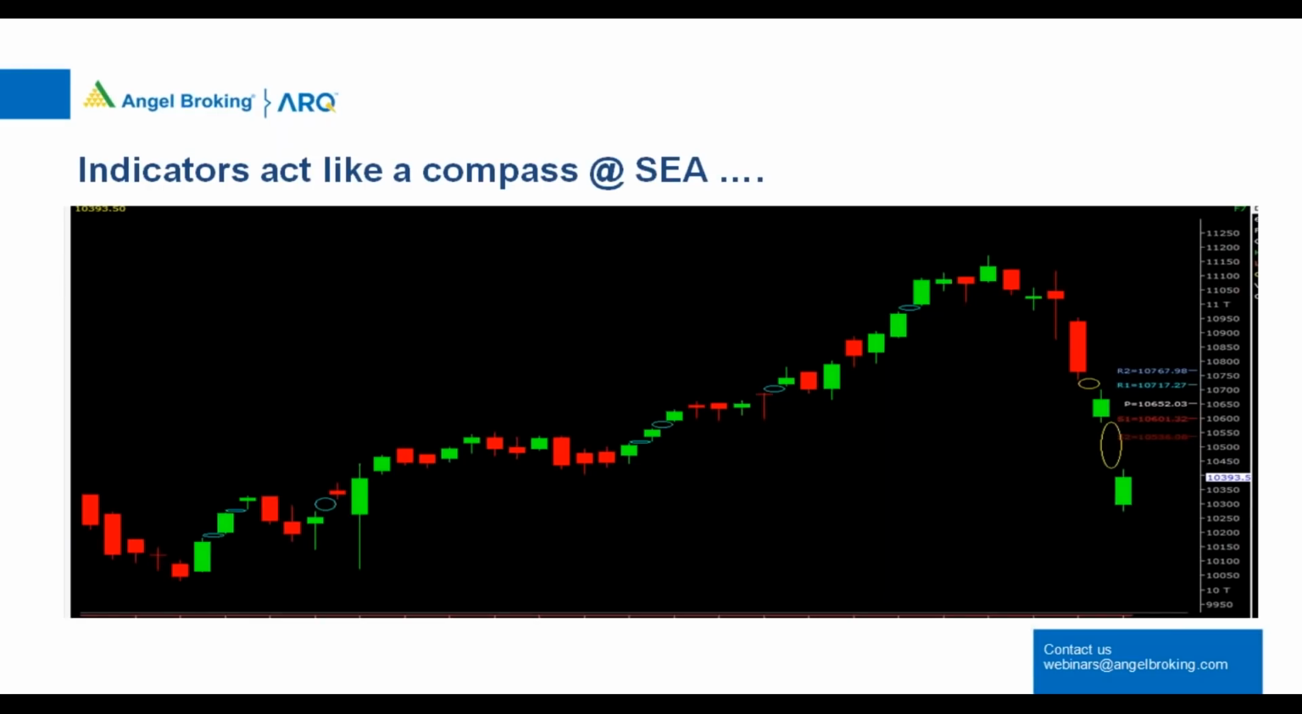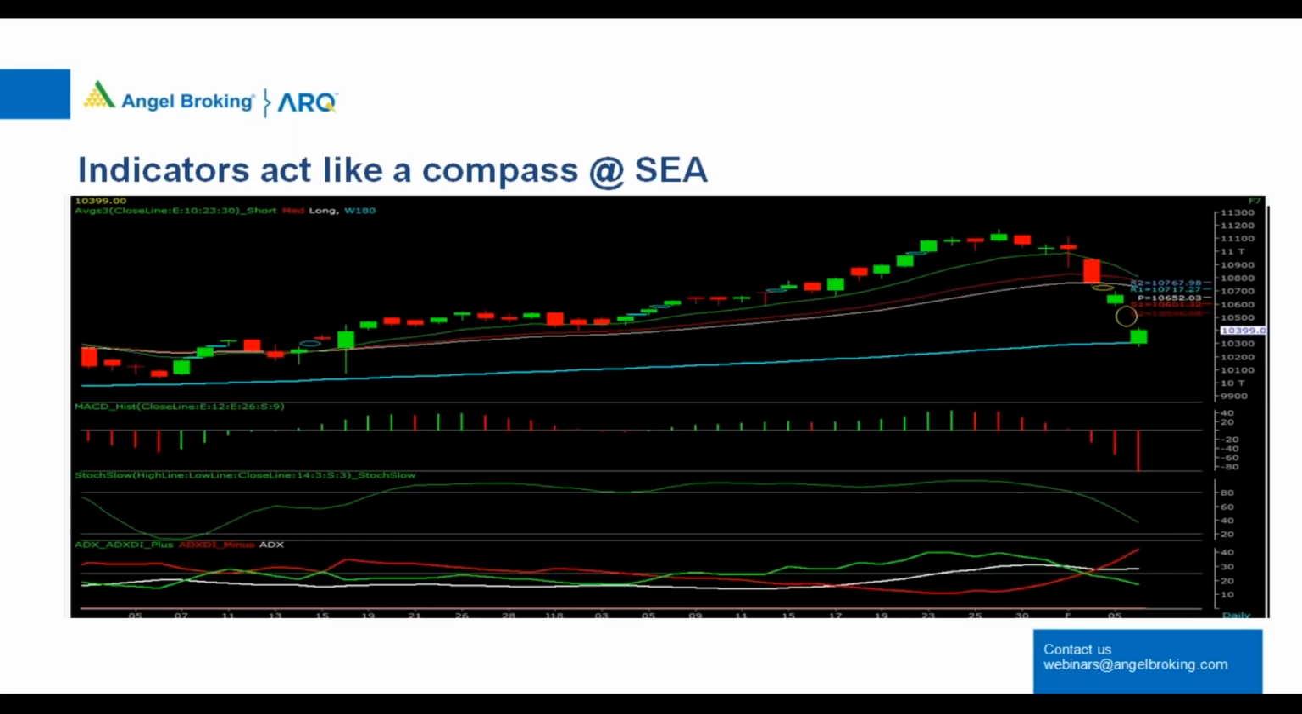What we need to understand here is that if you look at this particular chart, here we don't have any indicators, so it's very difficult for you to make out anything out of this, except that these are candlestick patterns. So if you understand them, then maybe you could have some idea. But otherwise, you can't make much out of this. This is a Nifty daily chart, and indicators act like a compass.